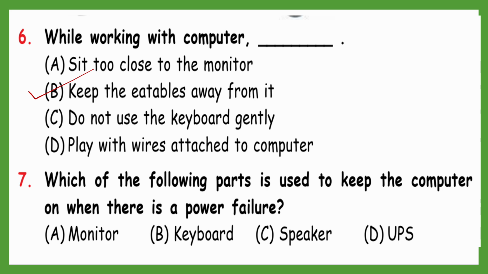Then which of the following parts is used to keep the computer on when there is a power failure? Option A monitor, option B keyboard, option C speaker, option D UPS. What is the correct answer? Option D UPS. So UPS is used to keep the computer on when there is a power failure.